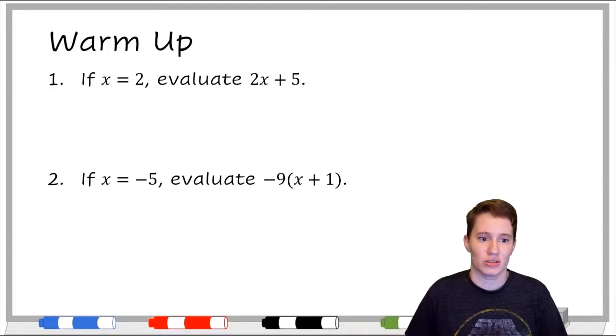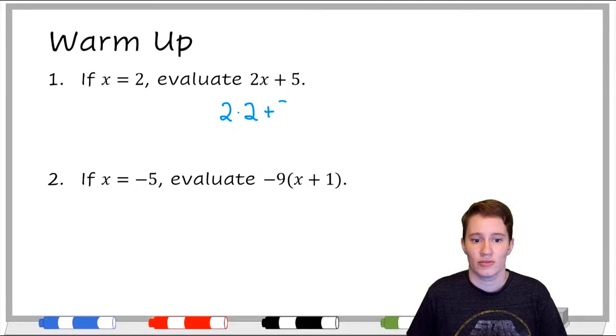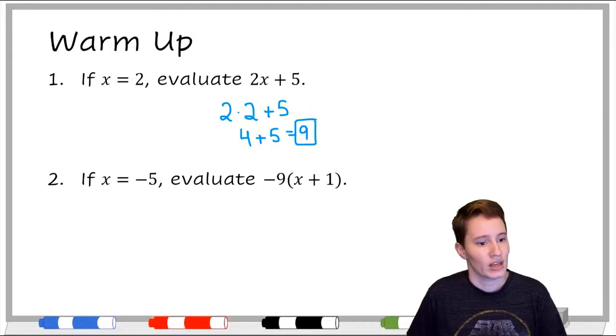So here's what we're going to do. We're going to take this 2 and put it where this x is. So I'm going to do 2 times 2 plus 5. Now I got to make sure I do correct order of operations here. What I mean by that is that multiplication needs to happen before addition. So I'm going to do 2 times 2 first, and then I'm going to add 5. 4 plus 5 equals 9, and that's my answer. If you got that right, good job. If you didn't, hopefully you learned something.